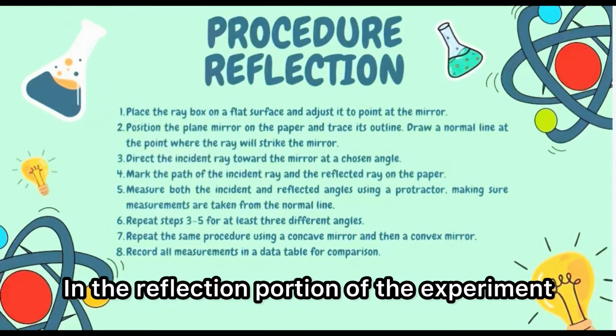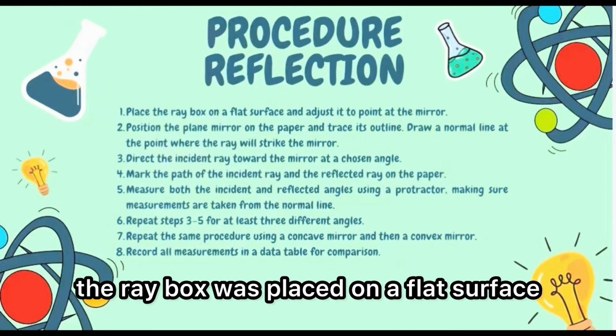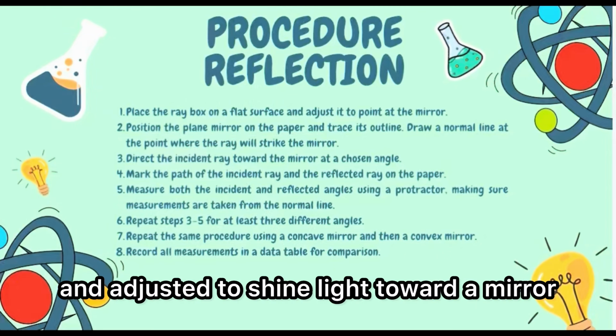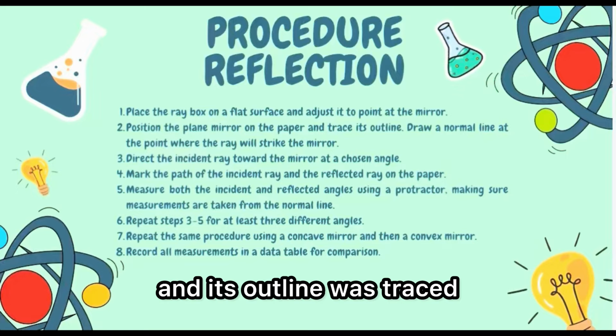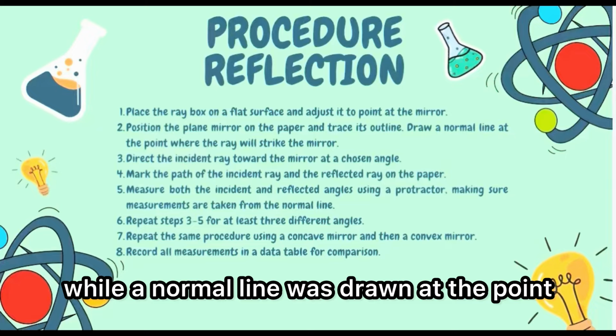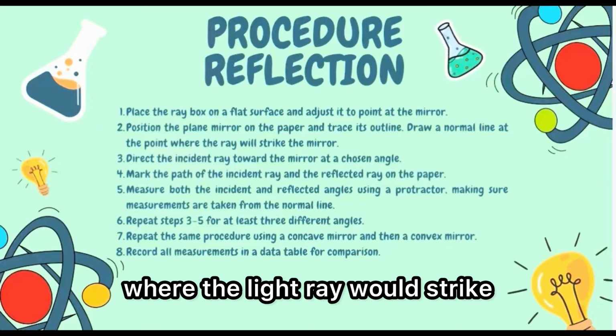In the reflection portion of the experiment, the ray box was placed on a flat surface and adjusted to shine light toward a mirror. The mirror was positioned on paper, and its outline was traced while a normal line was drawn at the point where the light ray would strike.